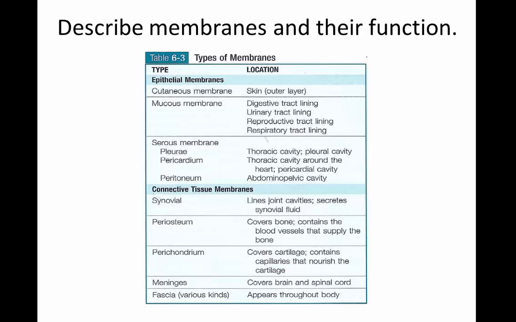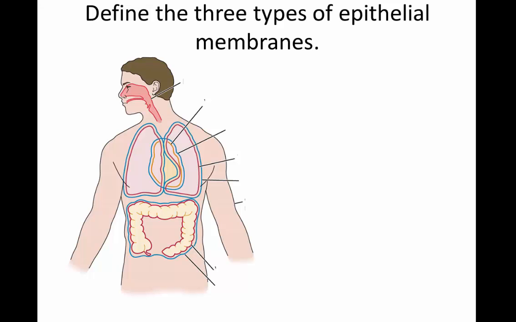Although epithelial membranes are called epithelial, these membranes contain both an epithelial sheet as well as an underlying layer of connective tissue. So let's take a look at the three types of epithelial membranes that have epithelial tissue as well as underlying connective tissue. The first is the cutaneous membrane.